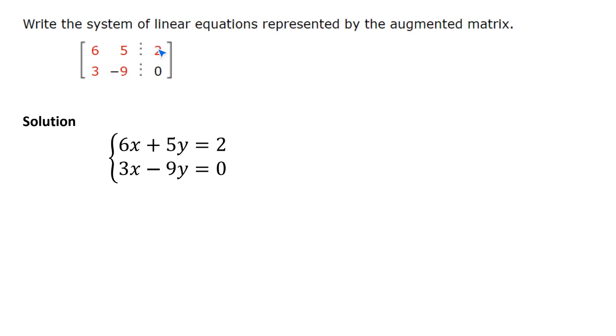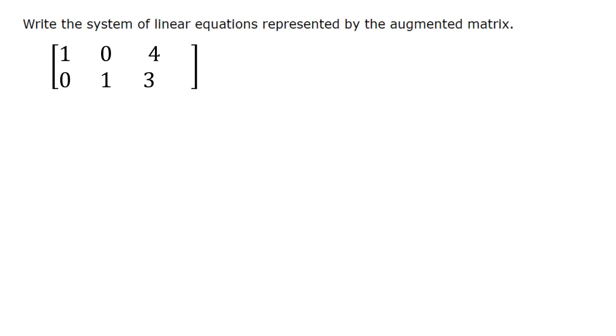And then it's separated by this dotted line. So that's going to be my constant 2. And then I have a 3X, a -9, and a 0. Any questions on that one? Okay, so let's try this one.